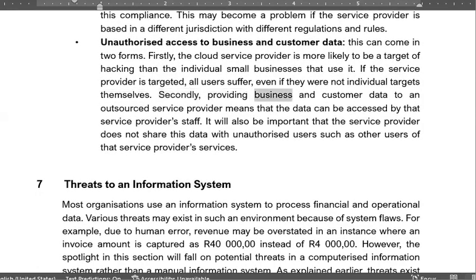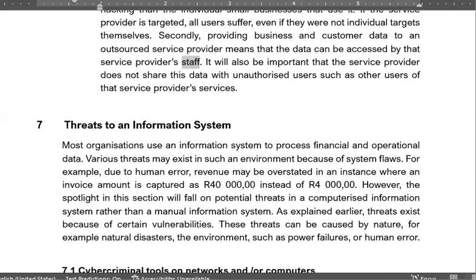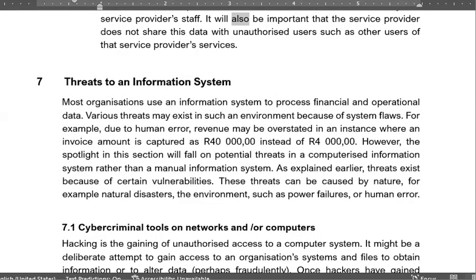Secondly, providing business and customer data to an outsourced service provider means that the data can be accessed by that service provider's staff. It will also be important that the service provider does not share this data with unauthorized users such as other users of that service provider's services.